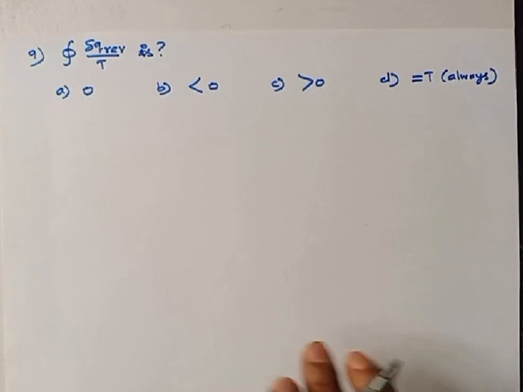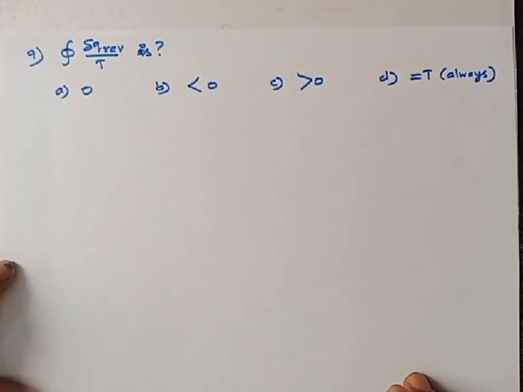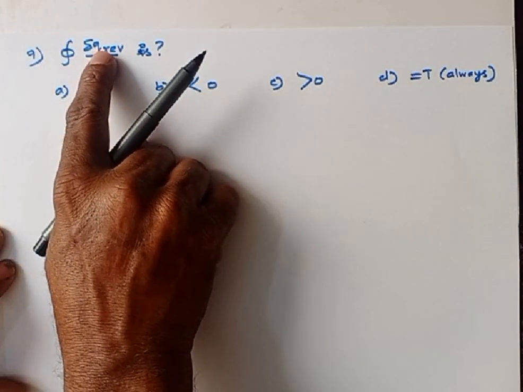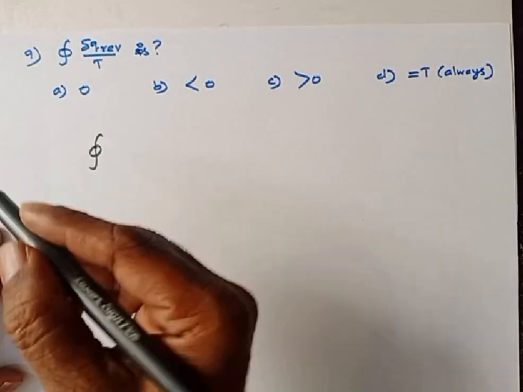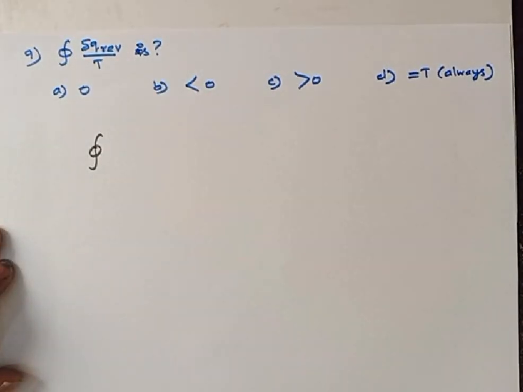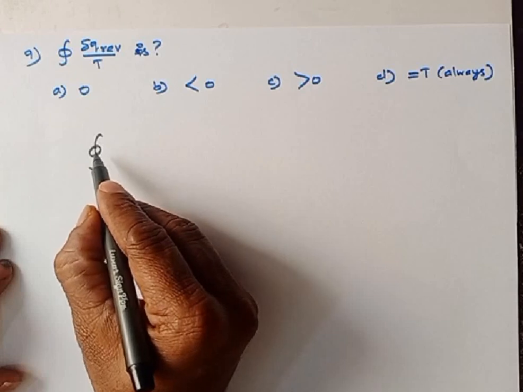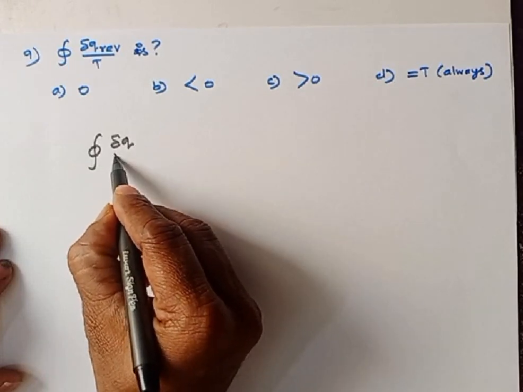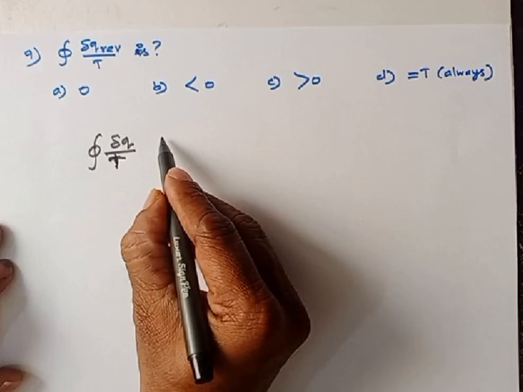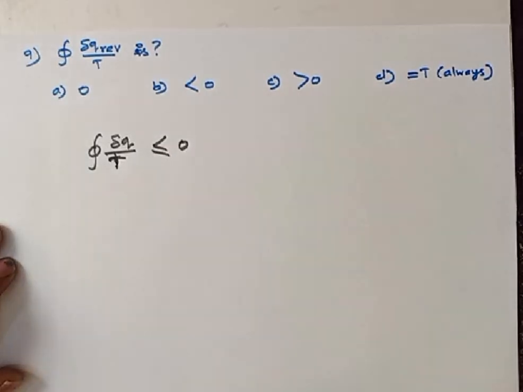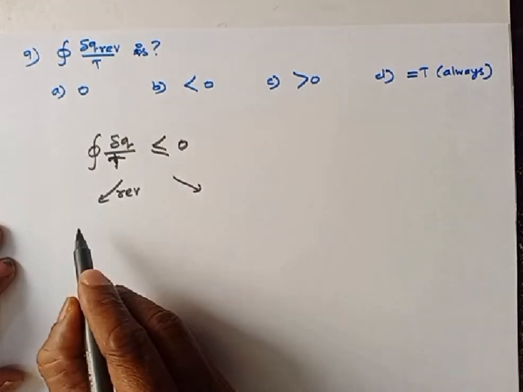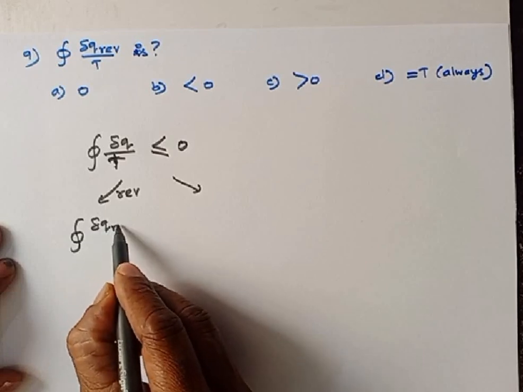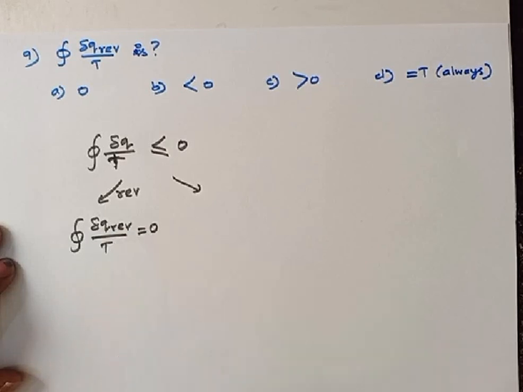Just go through the question. Cyclic integral of del Q reversible by T is, okay, del Q reversible means heat transferred in the reversible process. We know very well from the second law, or from the Carnot cycle, we get this expression that cyclic integral of del Q by T is less than or equal to 0. In the case of reversible process, cyclic integral of del Q reversible by T is equal to 0.